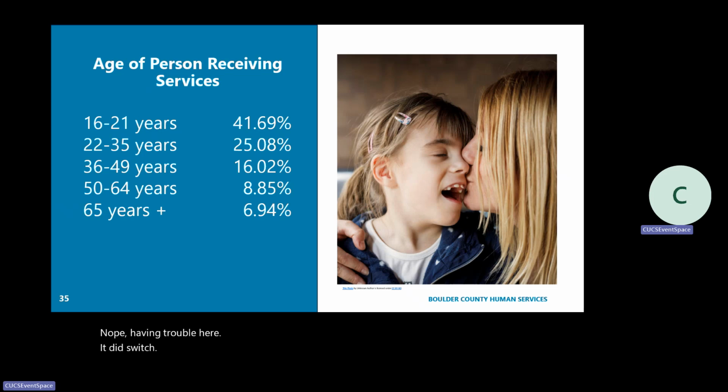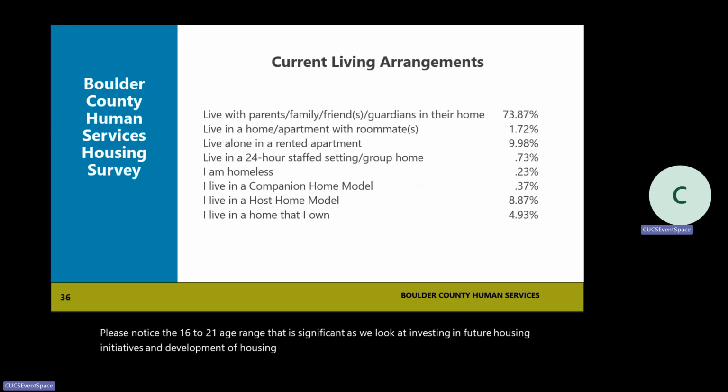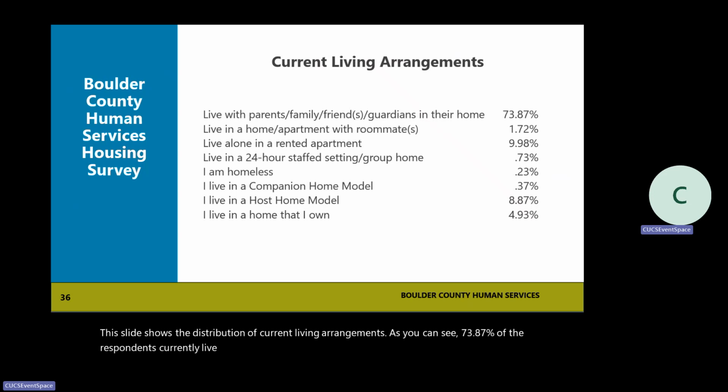Okay. So this slide shows the age of person receiving services in Boulder County who are on waivers. Please notice the 16 to 21 age range. That is significant as we look at investing in future housing initiatives and development of housing spaces. This slide shows the distribution of current living arrangements. As you can see, 73.87% of the respondents currently live with parents, family, friends, and guardians. That is an extremely alarming figure.